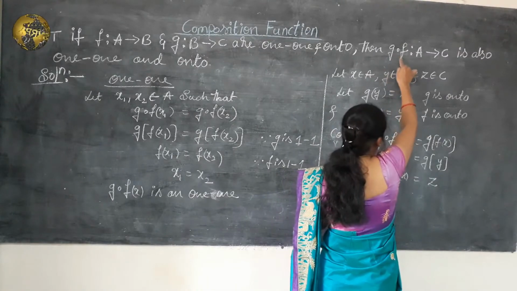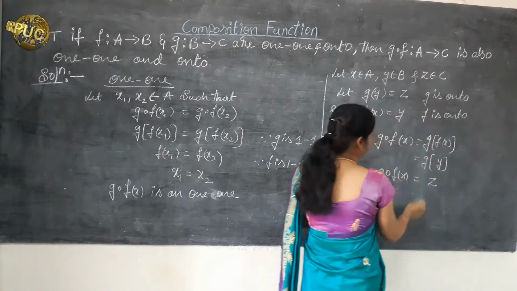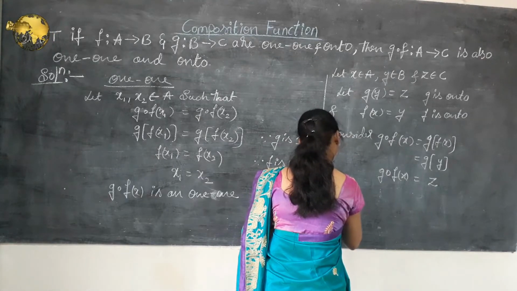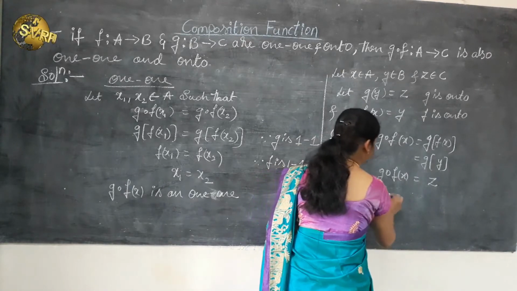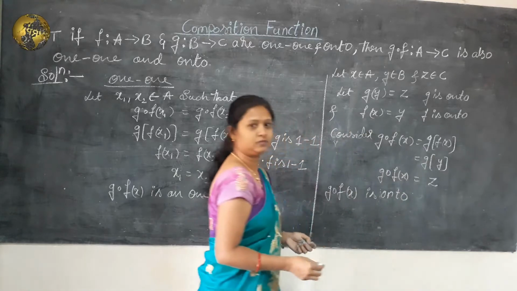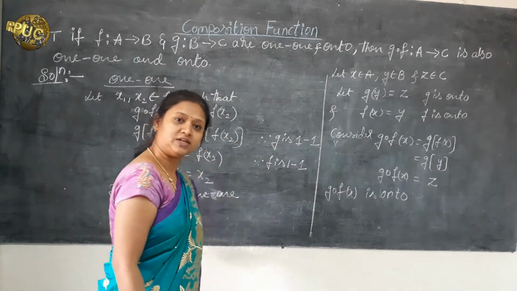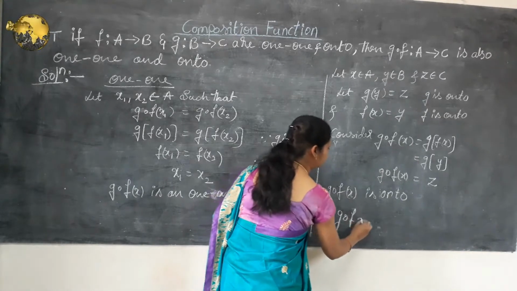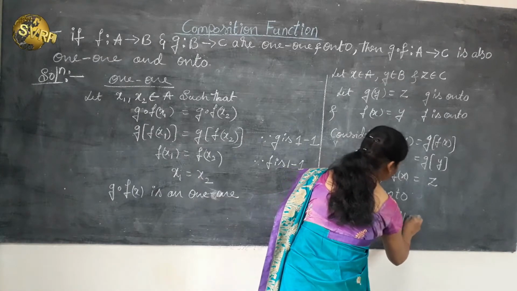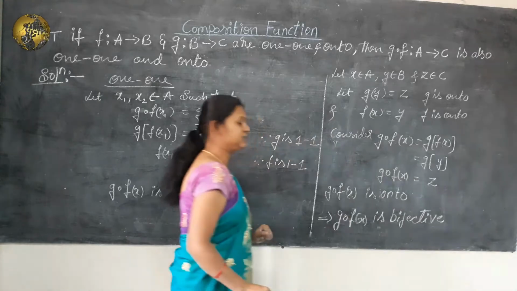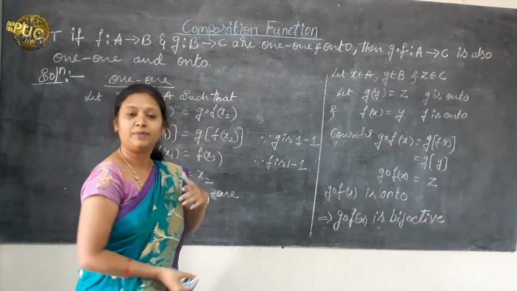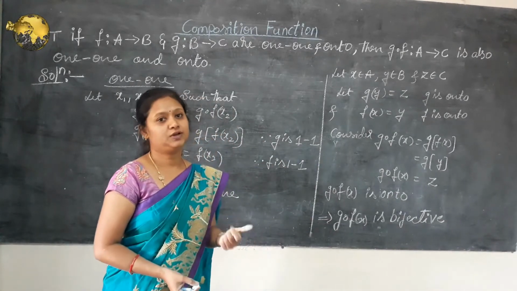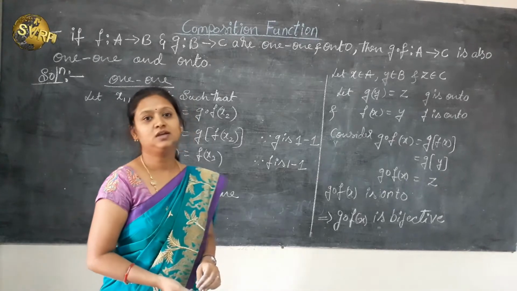That means the composition from f to g is defined from A to C. So x belongs to the domain and z belongs to the codomain. So it shows that our composition, g composition f, is onto. The given function f is one-one. The composition function is one-one and also onto. So what it shows? The composition function is bijective. So if individually the functions obey the rules of one-one and onto, then the composition function will also obey the rules of one-one and onto. So this is about the composition function, students. I hope you understood.